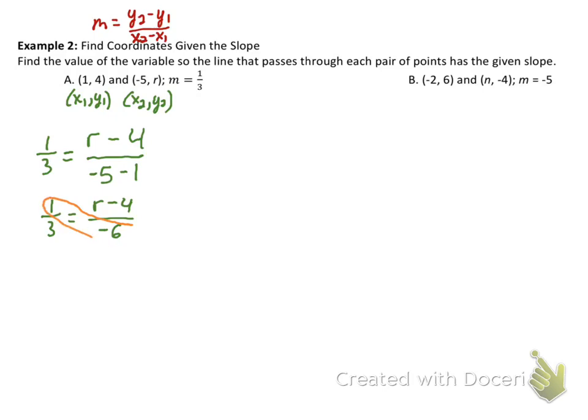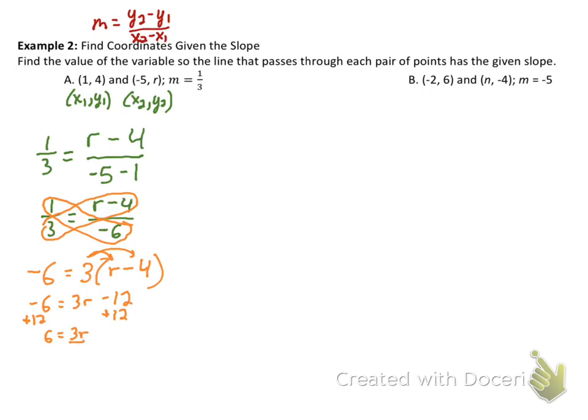So if I cross multiply, I'm going to get negative 6 equals 3 times the quantity r minus 4. Oops, r minus 4. And now all I need to do is solve this equation. So I'm going to distribute the 3. So I'm going to get 3r minus 12. I'm going to add 12 to both sides. So I get 6 equals 3r. Divide both sides by 3. I'm going to get r equals 2.